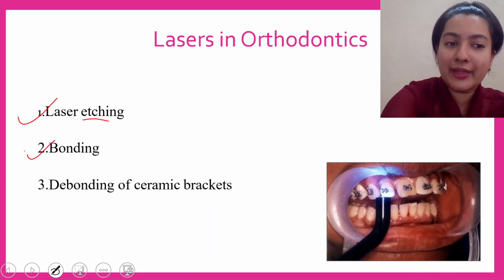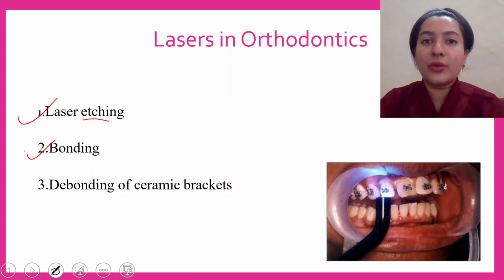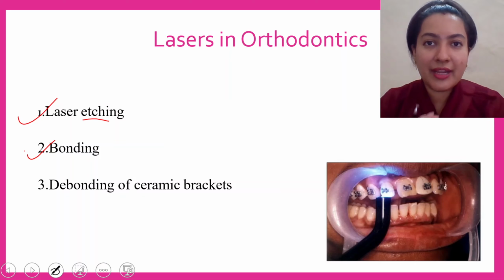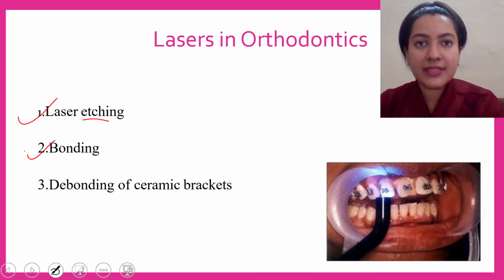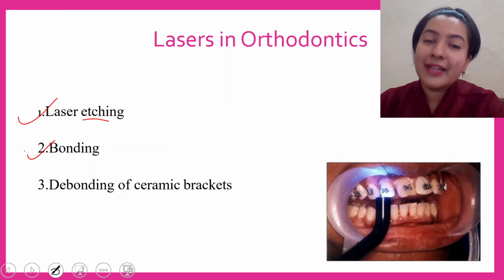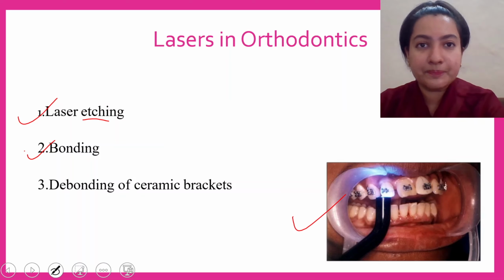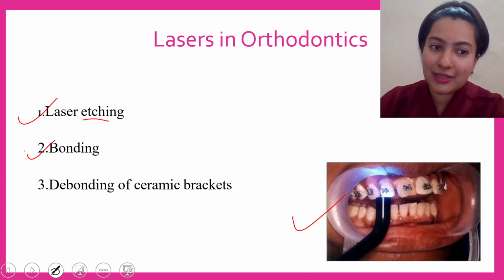Next, it is used in bonding. Yes. Whenever we take a bracket, apply the bonding material at the mesh area and place it onto the tooth surface, we have positioned the bracket as per our need and convenience. Then we have to bond it. That bonding is done with the help of this laser light as appreciated in the figure. Okay, so with the help of this laser light, we bond the bracket.